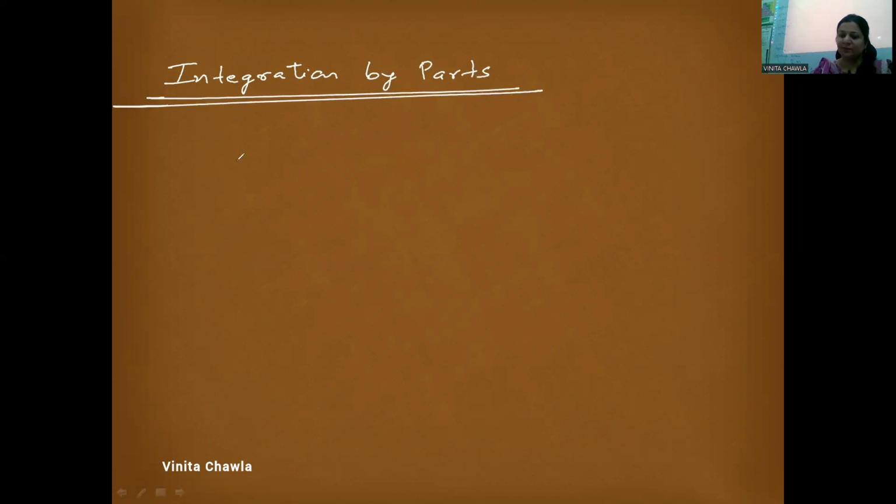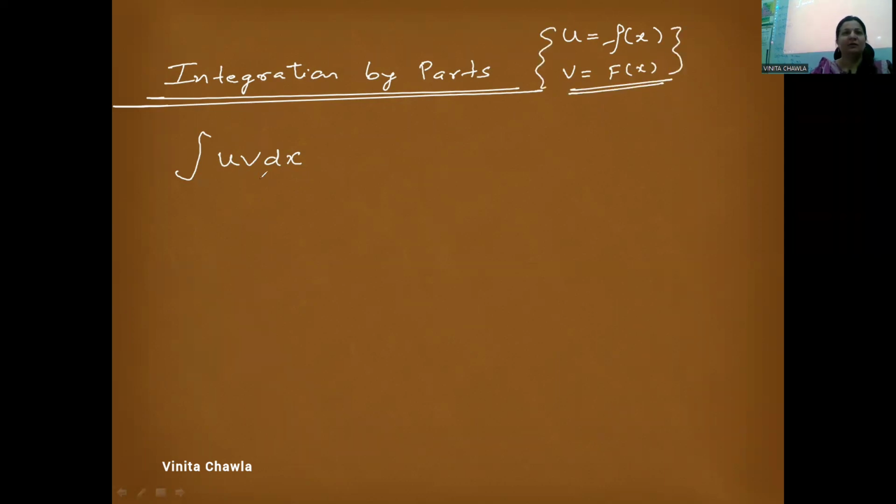Underline this. Suppose we have something of the form ∫u v dx. Here u is a function of x, and v is also some other function of x. So these two are functions of x, and they are in product form, and we have to integrate them. So how will we integrate?